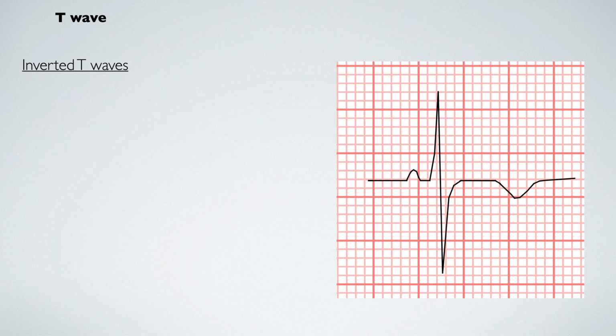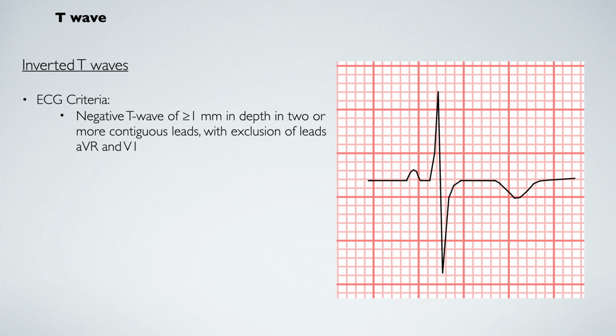The ECG criteria for ischemic inverted T waves are as follows. The inverted T waves should be greater than 1 small square in depth and must be present in at least 2 anatomically contiguous leads to be significant. This excludes aVR and V1, where T waves are naturally inverted. In our example here, you can see that the T wave is negative and has a depth of 2 small squares.